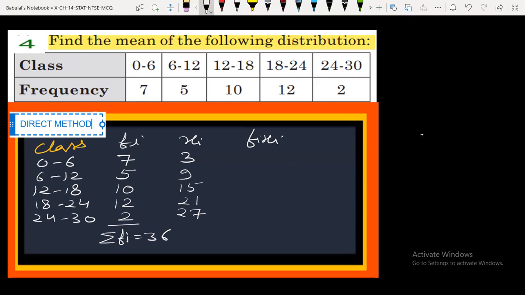The next column we have written is f into x, means multiply the frequency with the corresponding class mark. 7 into 3 is 21. And 5 into 9 is 45. Then 15 into 10 is 150. Then 21 into 12 is 252.